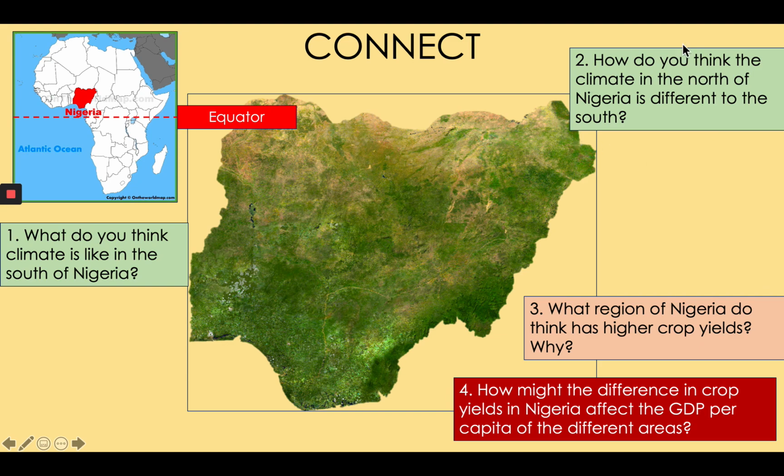2. How do you think the climate in the north of Nigeria is different to the south? Well, if you look at the north of Nigeria, it's browner and more yellow. Suggests that it's more like a desert and it's drier than the south of Nigeria.